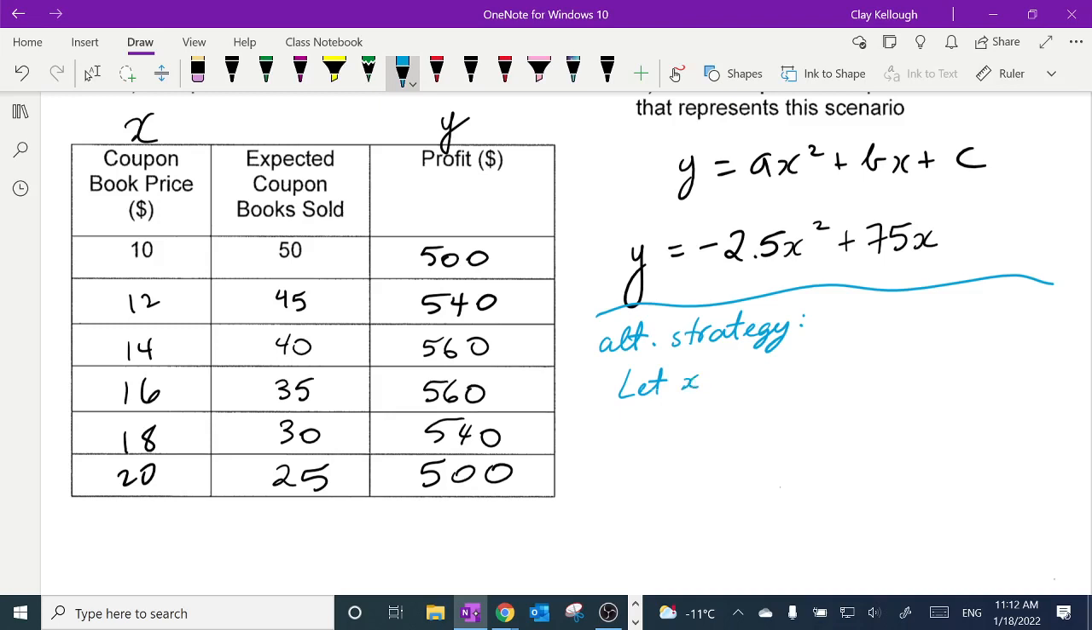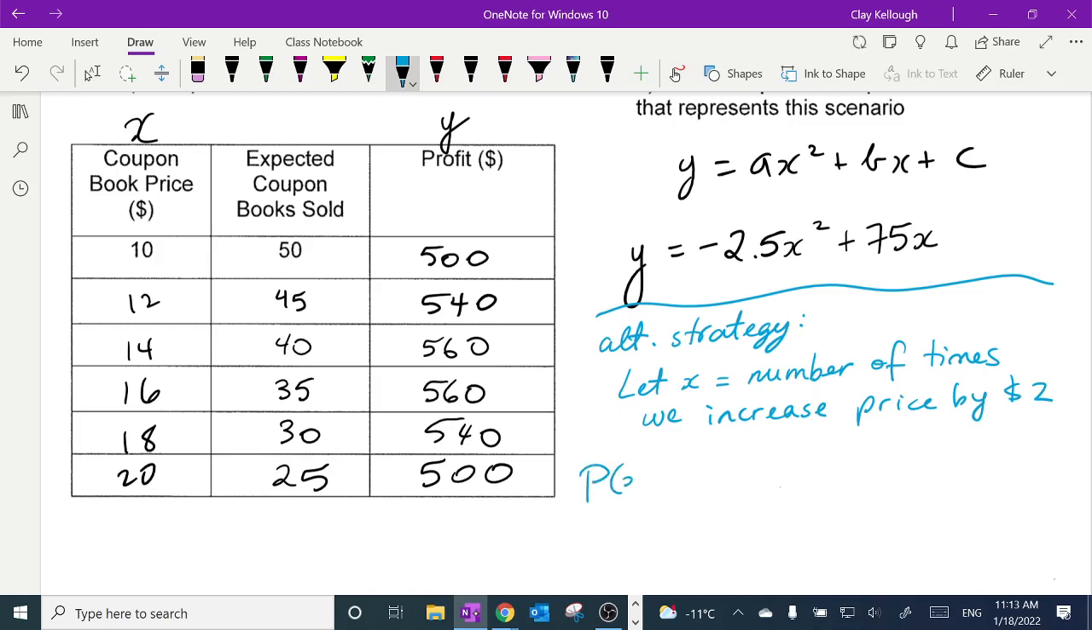Let X equal, and I think we had an equation kind of like this in one of the examples before, let X equal the number of times we increase the price by $2. Stay with me. So if I say, okay, well, I would like to find my profit, which is a function of how many times I raise my price. Here's the actual equation. Now think about it.